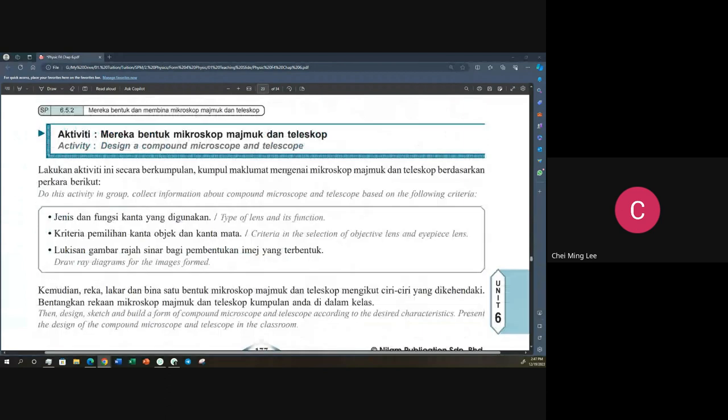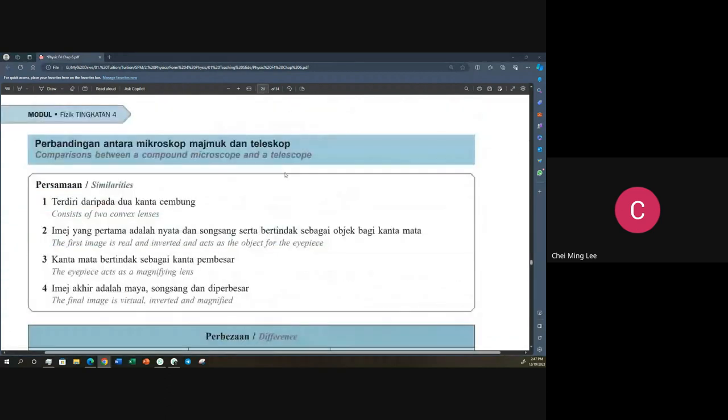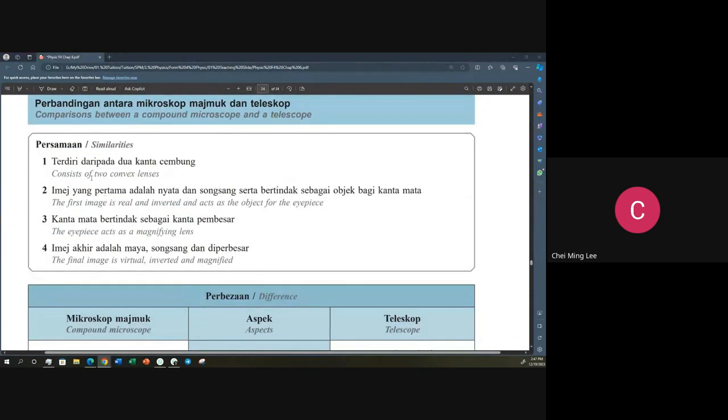For the first one, both consist of two convex lenses, and the first image is real and inverted, which acts as the object for the eyepiece. Then the eyepiece will act like a magnifying lens where we make the thing bigger, and the final image formed will be virtual, inverted, and magnified.